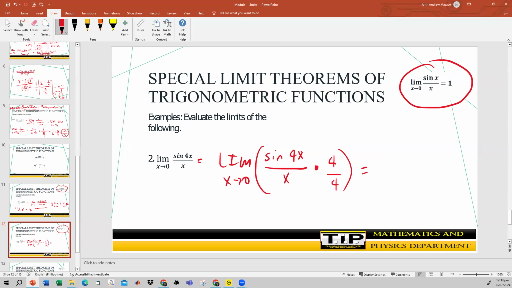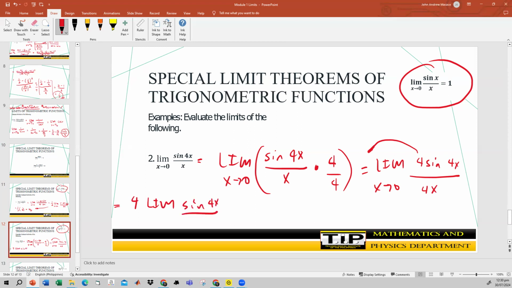So in that case, this will be equal now to the limit of 4 sine 4x over 4x as x approaches 0. But again, we can't use the theorem yet because there's a 4 in here. So what we will do is use the property of limit, wherein we can place this 4 outside.